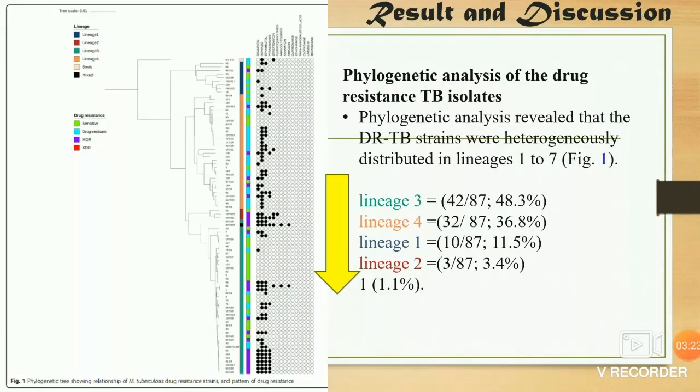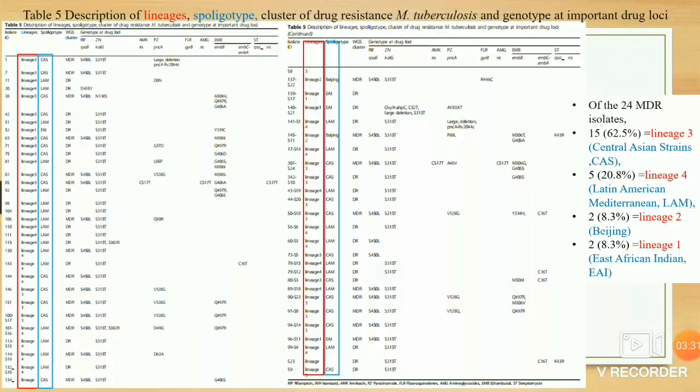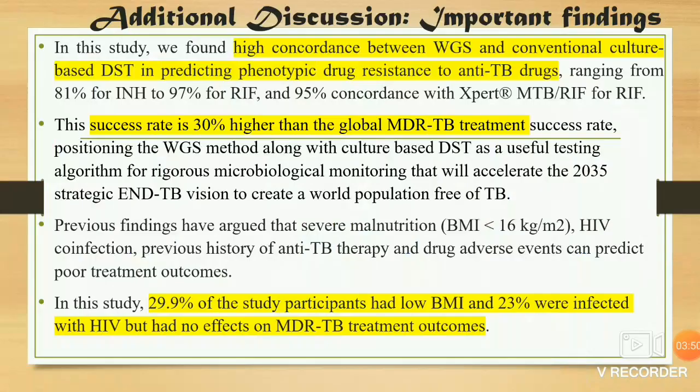From figure 1, we know that the predominant is lineage 3, followed by lineage 4, lineage 1, and lineage 2. In table 5, we know that the spoligotype from lineage 3 is called Central Asian strain, lineage 4 is called Latin American Mediterranean, lineage 2 is called Beijing, while lineage 1 is East Africa, India.